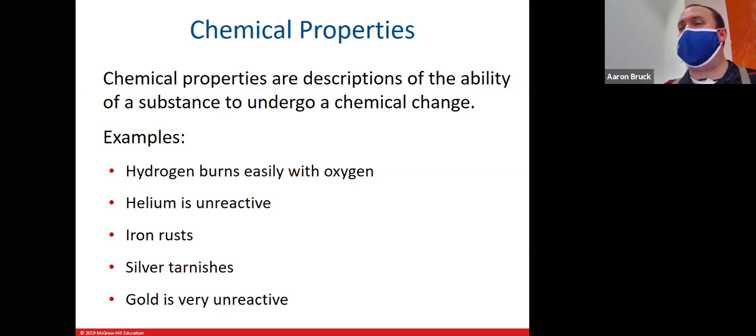So a lot of the things that we described as physical properties can be used to describe how a reaction occurs and what kind of reaction does occur when a chemical change is present. So we often will use physical properties to help us to describe the difference between the product of a chemical reaction and what we started with as reactant.